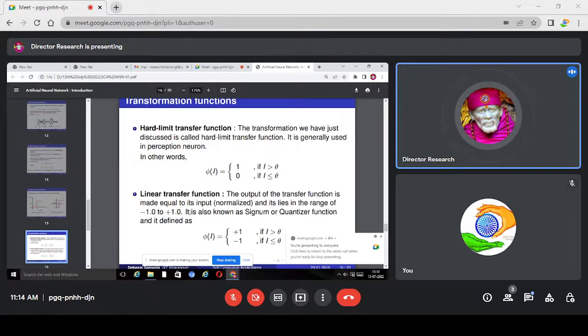Linear transfer function: the output of the transfer function is made equal to its input, normalized, and lies in the range of minus 1.0 to plus 1.0. It is also known as the signum or quantizer function. Just see that phi of I is equal to plus 1 if I is greater than theta, and minus 1 if I is less than or equal to theta.